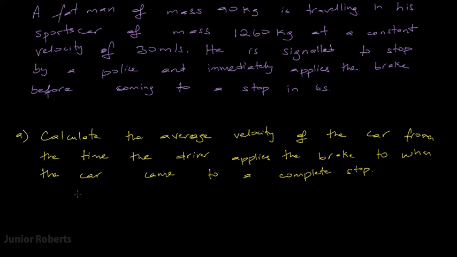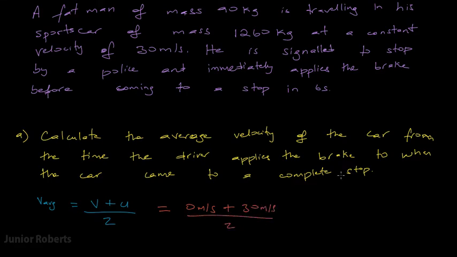To work this, we're going to consider the formula for the average velocity, where V average is equal to the final velocity plus the initial velocity, divided by 2. In this case, because he was traveling at 30 meters per second and applies the brakes and comes to a stop, his final velocity would be 0 meters per second, and his initial velocity would be 30 meters per second. So we're going to add these two together and divide by 2.